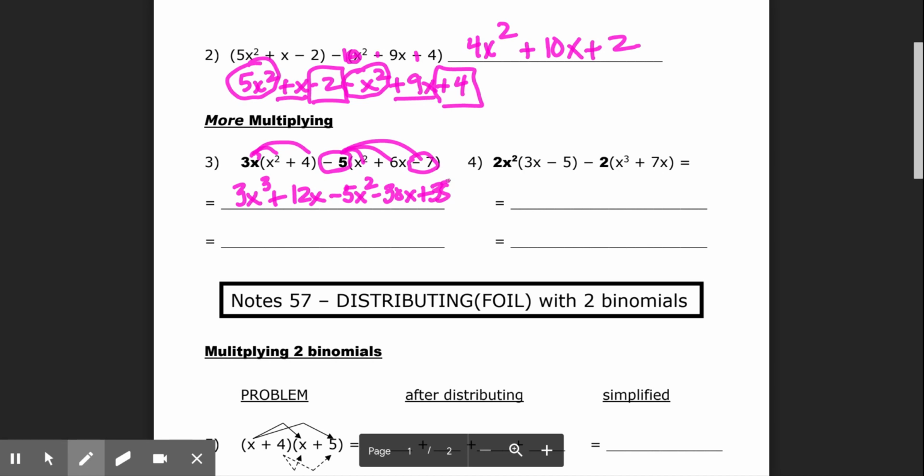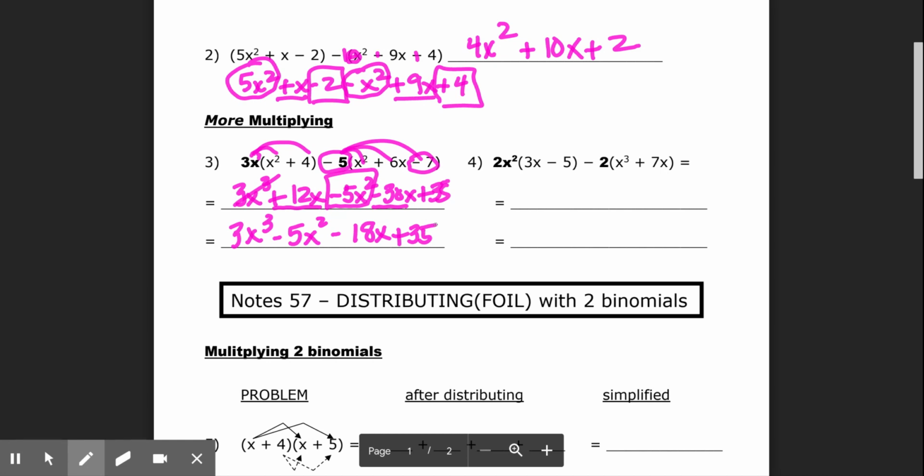So your highest exponent is 3x cubed. So you're done with that. And then you have a negative 5x squared, and that's all the x squared you have. So I'm writing these in descending order according to the exponent. Then I have 12x minus 30x is a negative 18x. And then I have plus 35 left over.